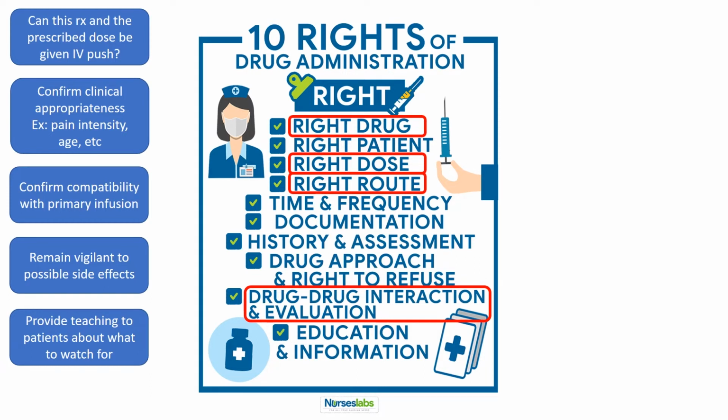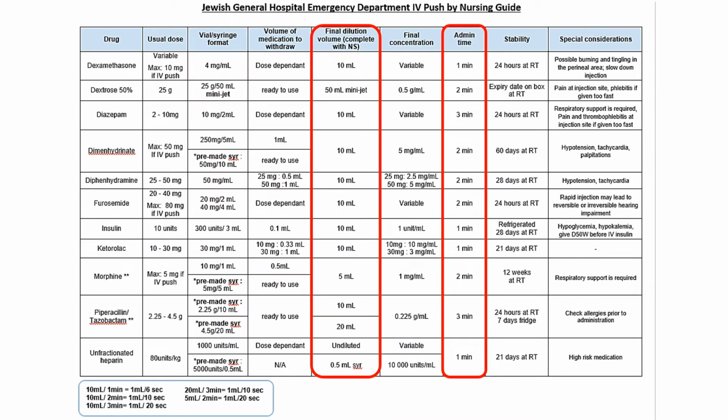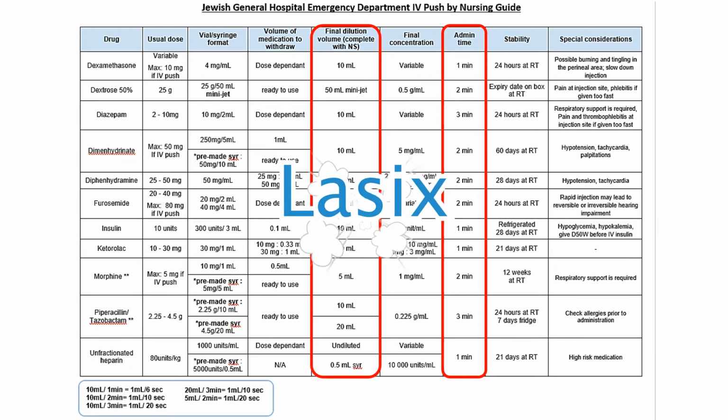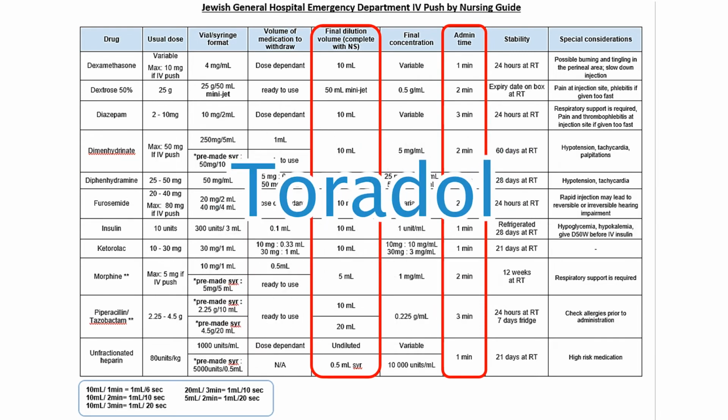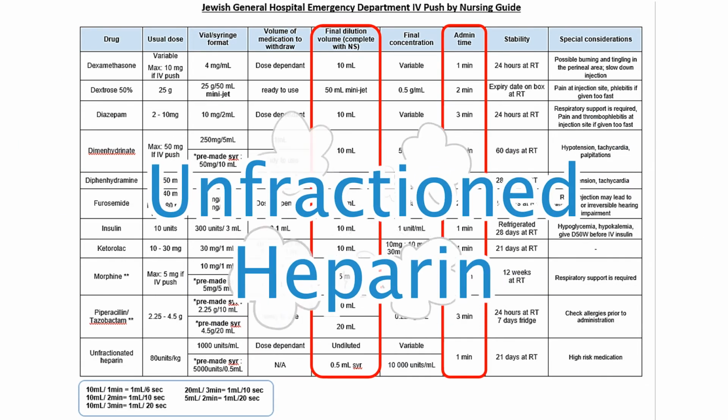The 11 drugs that are included in this pilot launch of IV medication push are dexamethasone, D50, Valium, Gravol, Benadryl, Lasix, insulin, Toradol, morphine, Piptazo, and unfractionated heparin.